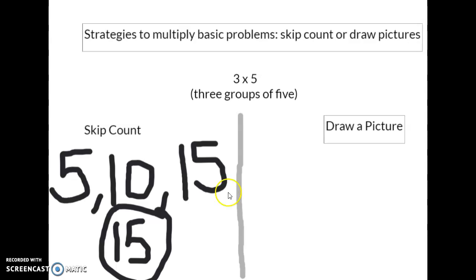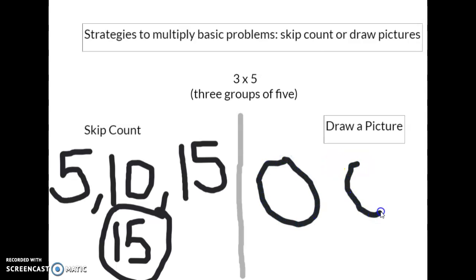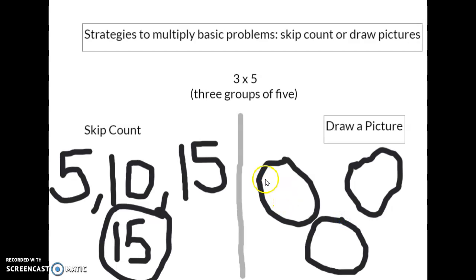So again, it's 3 groups of 5. So I'm going to draw 3 groups. 1, 2, 3. And I'm going to put 5 dots in each group. 1, 2, 3, 4, 5. 1, 2, 3, 4, 5. 1, 2, 3, 4, 5.